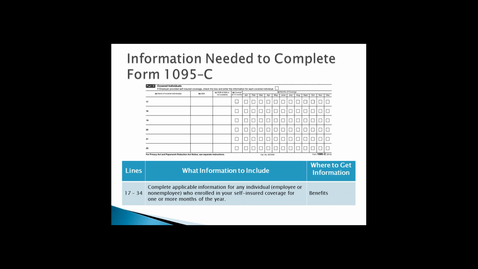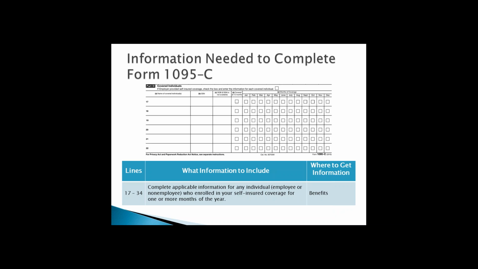So moving on to part 3 of the 1095-C, which focuses on covered individuals. This section is to be completed only if the employer offers employer-sponsored self-insured health coverage in which the employee or other individual has enrolled. All employee family members that are covered individuals through the employee's enrollment must be included on the same form as the employee.